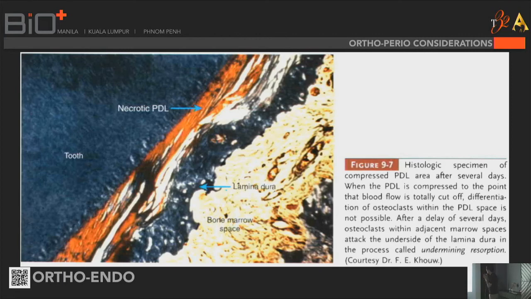So, ortho-endo. For ortho-endo, we're not talking about the periodontium or the surrounding structures. Right now we're talking about the internal structures, the nerve and the blood supply, and the health of that tooth. Now in ortho-endo, usually what happens is ischemia. Ischemia is the loss of blood supply, not only from the sides, from the periodontal ligaments, but from the apical tip. Now, from the apical tip, usually movements, for example, intrusion.